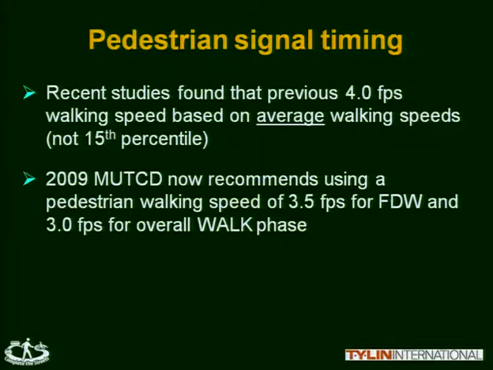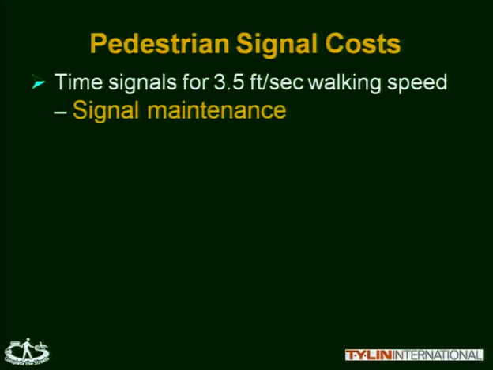The new walking speed now, you set two times: 3.5 feet per second for the flashing don't walk, which is the ped clearance time, which gets to about 85-90% of the pedestrians, and then 3 feet per second for the walk plus the flashing don't walk, which gets you up to 98% or so of the pedestrians. The last 2% are still out there in their walker, but they can be seen. They're almost across. So this is the new MUTCD, and this is what you're required to do. When you do that, you do signal maintenance. Costs nothing, just set your timers differently.